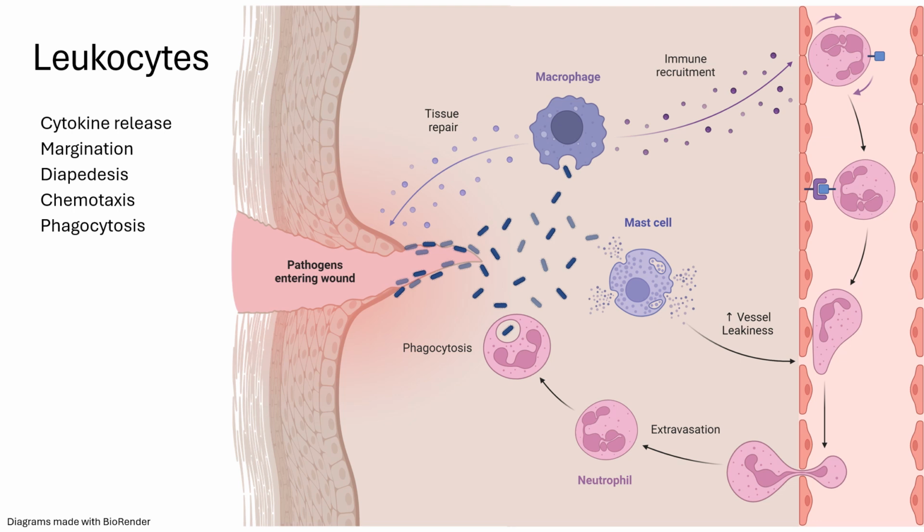Once at the injury site, the neutrophil can then begin to do phagocytosis itself. It can consume the pathogen. It can release its own cytokines to recruit more white blood cells to come to the wound, and this starts a positive feedback in terms of signaling more cells to come to the wound.